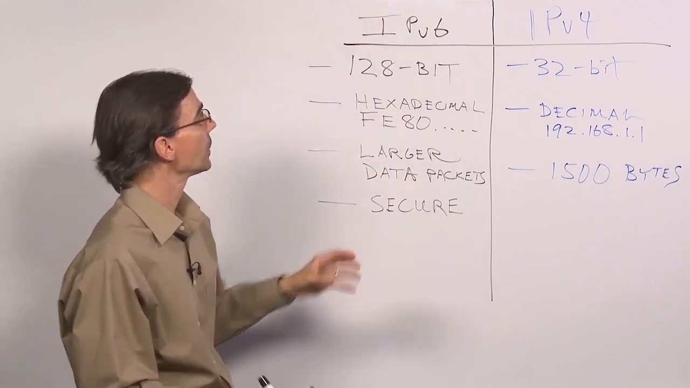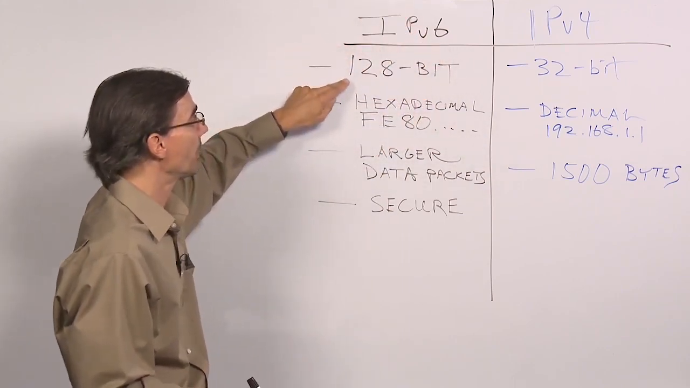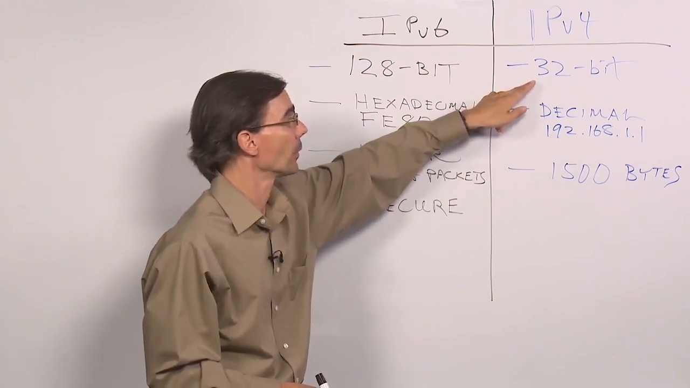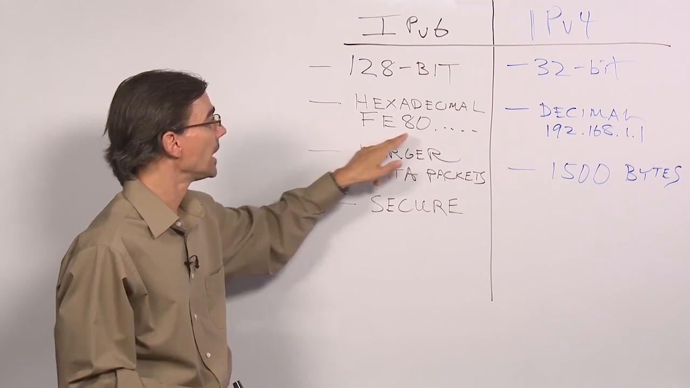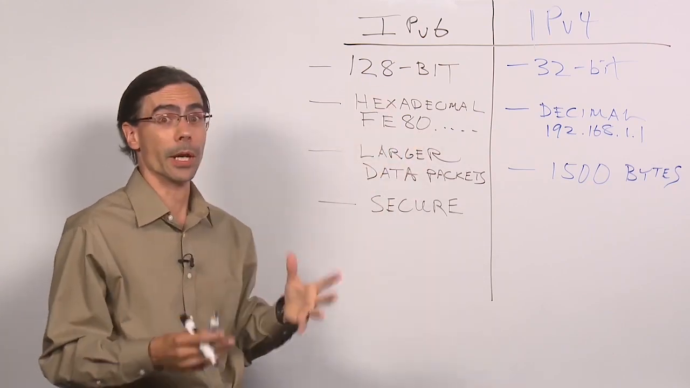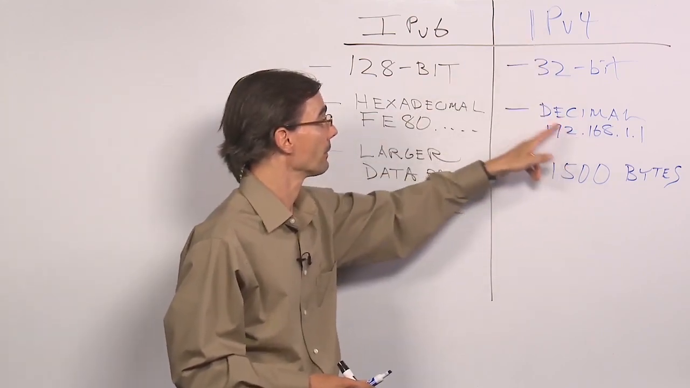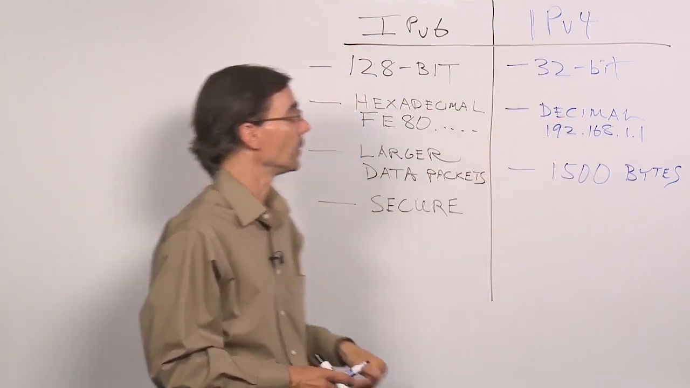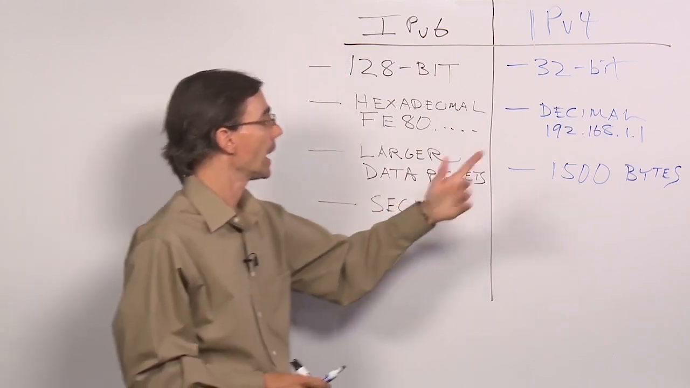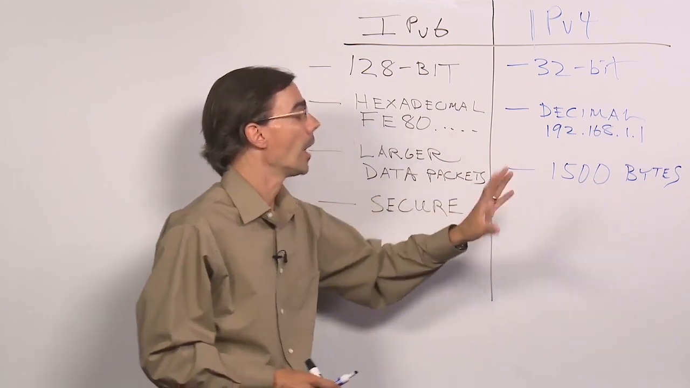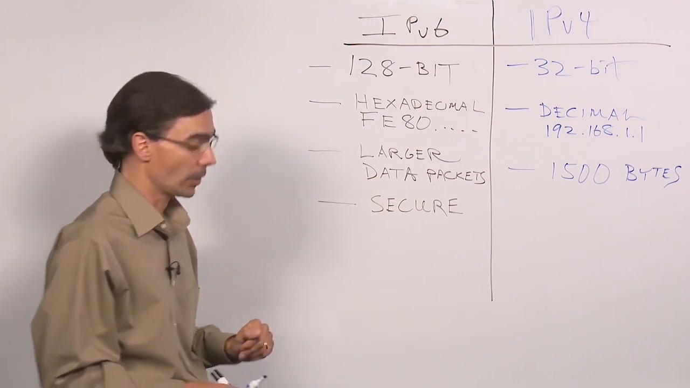So a comparison between the two: IP version 6 allows a ton more addresses because it uses a 128-bit system in comparison to IP version 4's 32-bit system. It's a hexadecimal number. You'll see something like FE80. That's an internal private IP address in IP version 6. And that's in comparison to IP version 4's decimal numbers like 192.168.1.1. IP version 6 can have larger data packets as opposed to IP version 4, which is limited to around 1,500 bytes. And IP version 6 can be more secure.